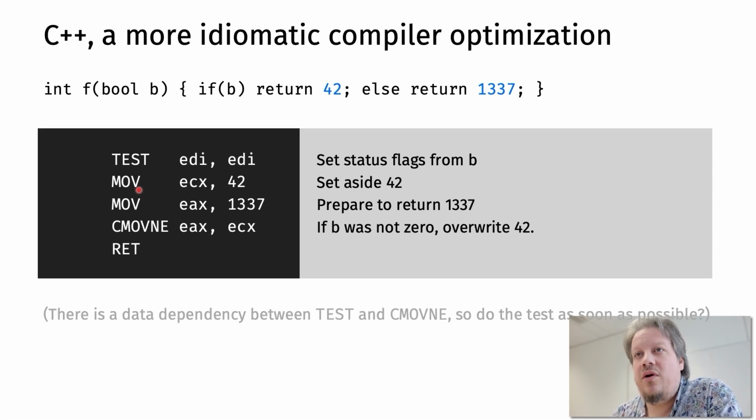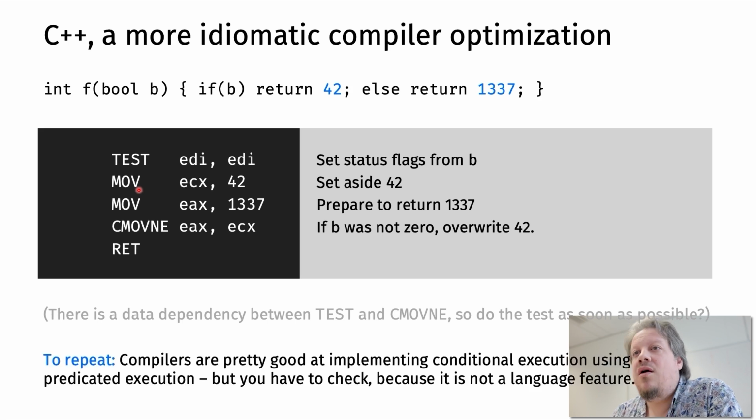But in particular, I want to repeat, compilers are pretty good at implementing conditional execution using predicated execution, but you have to check if it's important to you, because it's not a language feature. You can't really tell your compiler you have to do this. In general, it's not a bad idea to trust your compiler to do it if it's a good idea. But if you're doing computational experiments and you really want to see what this does, or if you think you know better than your compiler, then you really do have to check.